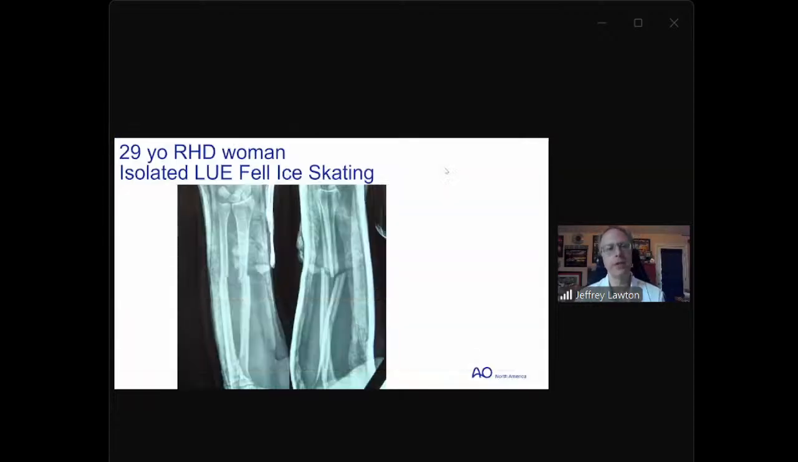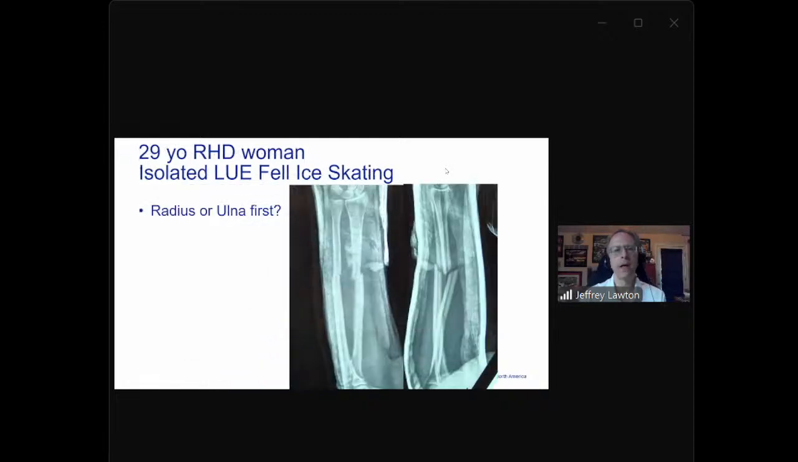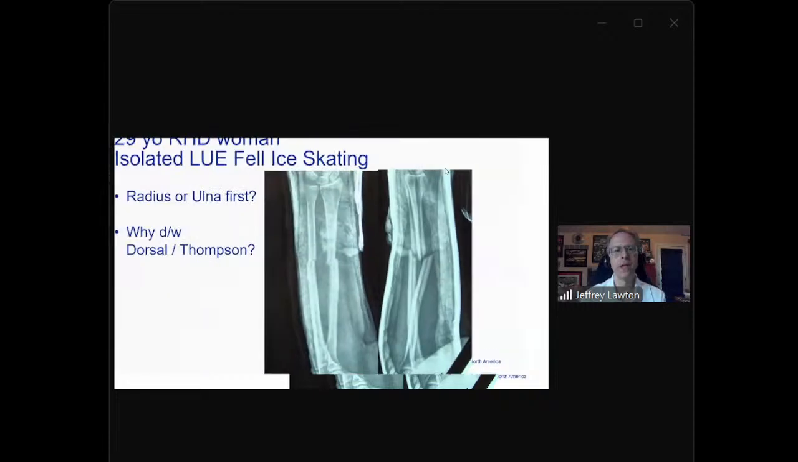This first case is a young lady with an isolated injury, who fell on her left arm while ice skating and presents with these films. As you can see here, she's got this both bone forearm fracture. As I look at these, I always want to think about what I want to address first, the radius or the ulna.